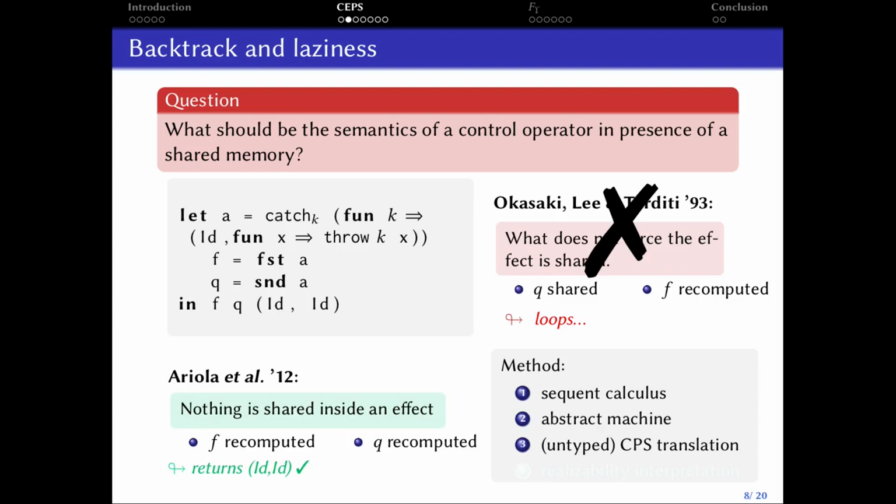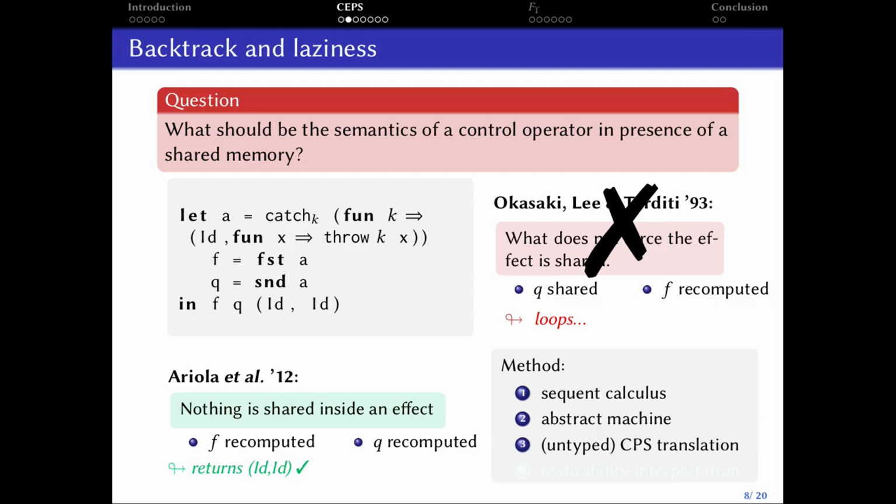And so their semantics wasn't correct, and that was shown later by Ariola and several others. And in turn, they proposed a semantics in which nothing is shared inside an effect. So in this example, F and Q are recomputed, and indeed this piece of code is going to reduce correctly to the pair of identities.